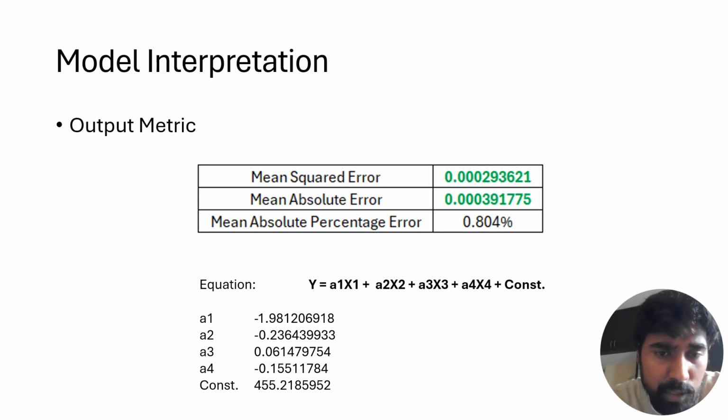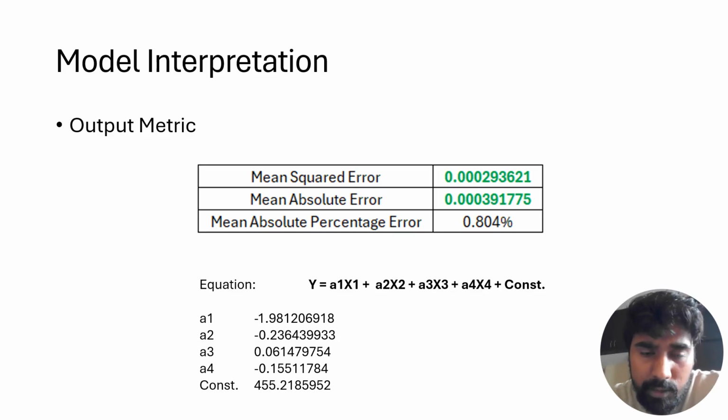In this model interpretation, as you can see, mean squared error and mean absolute error are significantly negligible, meaning there is almost no error, and the model has fitted very well with the predicted values. I have also given an equation with the actual values of the coefficients and the constant, and that is why I recommend using multiple linear regression for this kind of data.